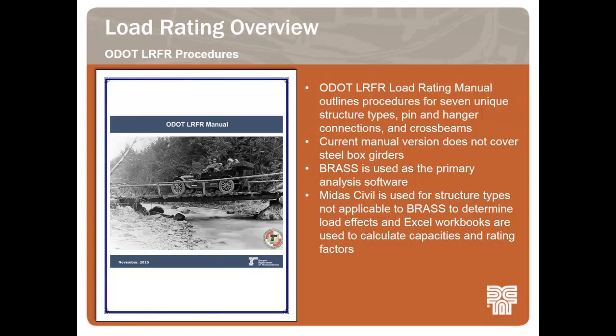The ODOT LRFR manual is their load rating manual, and it currently outlines procedures for 7 different structure types, pin and hanger, expansion joints, and cross beams. The current manual does not cover steel box girders, and that's what we were tasked to do. ODOT's primary software is BRASS, and for structure types that are not applicable to BRASS, they use Midas Civil to determine load effects, and then use Excel workbooks to calculate capacities and rating factors.